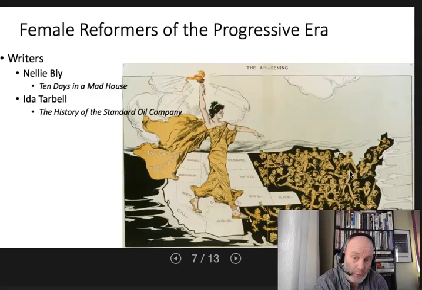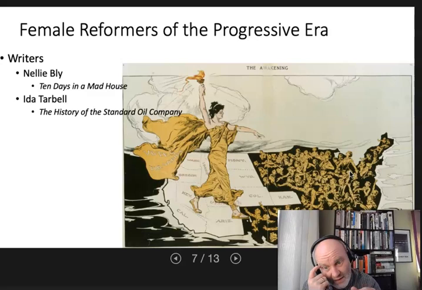Nellie Bly with Ten Days in a Madhouse. You can obviously judge this book by the cover. It's a kind of undercover exposé of the really inhumane conditions that existed in asylums. Sadly, mental health facilities are still abysmal, medieval even, in their standards of care.